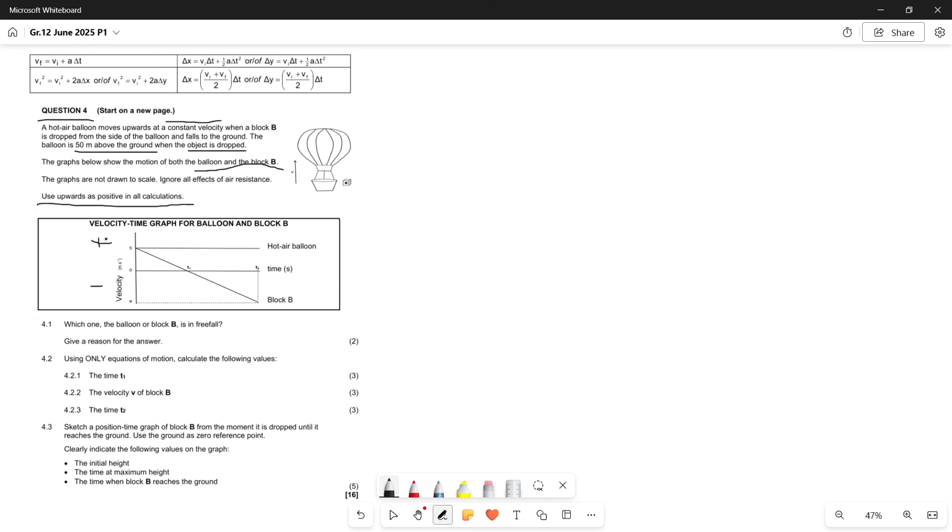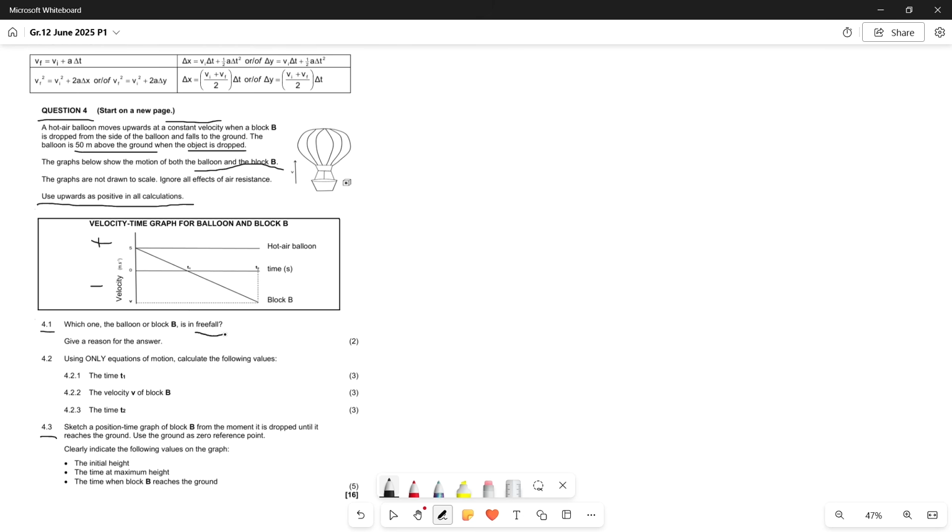Very important. So what we have here is a velocity time graph for the balloon and block B. As they mentioned, we have our velocity on the left, our time on the x-axis over here, and our positive direction is the initial direction. So everything above the line is positive, and the initial direction is the one that the block and the hot air balloon are moving in. So 4.1 says which one, the balloon or block B, is in free fall.